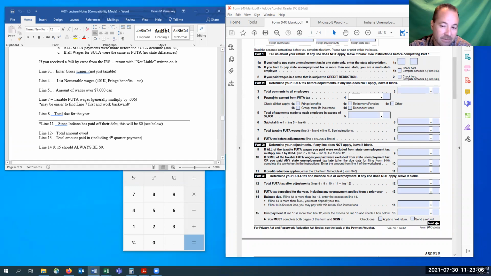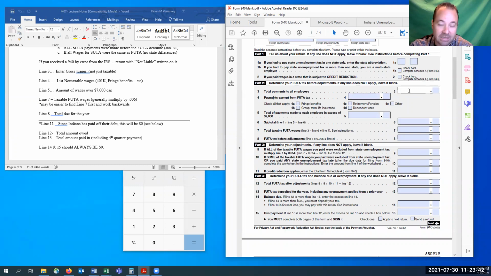And a lot of times, as I put here, it's easiest if you go ahead and put in line 3, and then you jump down to line 7, because line 7 is actually pretty easy to figure out, especially if all of your employees go over the cap. If all your employees are at 7,000, then you just multiply that by maybe your 3 employees. So 7 times 3 is 21,000. And then you start working backwards. You figure out, okay, only 21,000 is taxed. How much is not taxed? Basically, that would be line 6.